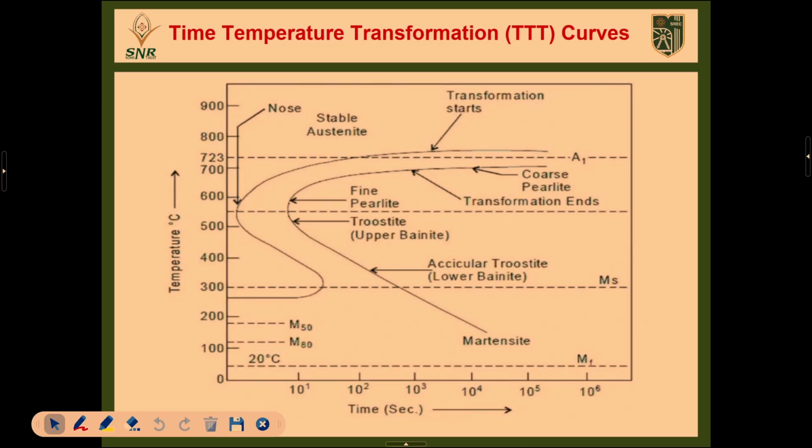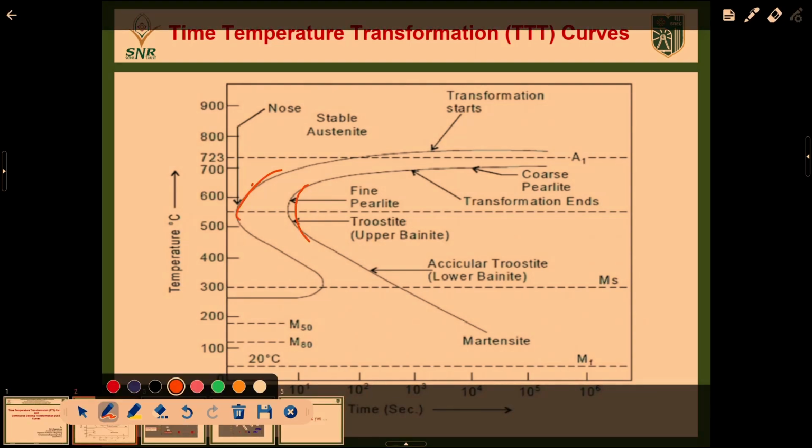You may be asked, what are these C curves? This is the transformation starting point, and this one is the ending point. In between, the microstructure is varying. It is also called the nose. The nose point is exactly at 550 degree centigrade, where this is happening.